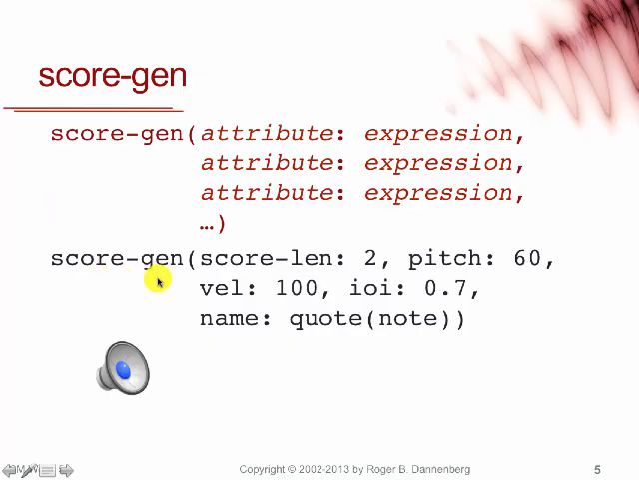And here's an example of a very simple score-gen expression. We write score-gen. We say the score length is going to be 2, so 2 notes. The pitch of each note is going to be 60. The velocity of each note is 100. The inter-onset interval is 0.7. And the name, in other words, the function that we call to realize each note, is just the simple note. And if we run that and turn it into sound, we get this. 2 notes, pitch 60, inter-onset interval 0.7.